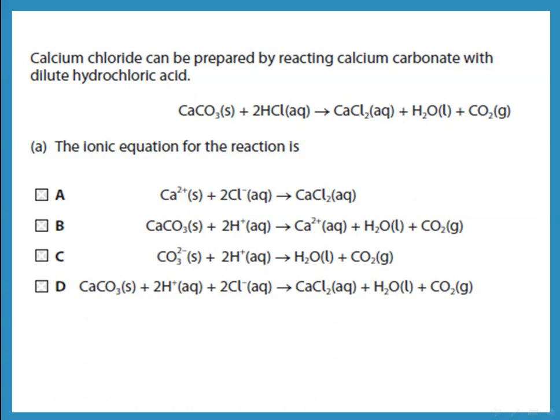So, calcium carbonate is a solid, so that should remain as it is. And then if you ionize HCl and calcium chloride, you will find that both of them will give you chloride ions. So the chloride ions will be cancelled. And what you're left with is calcium carbonate plus 2H+ to give calcium 2+, water, carbon dioxide. So my answer is B.